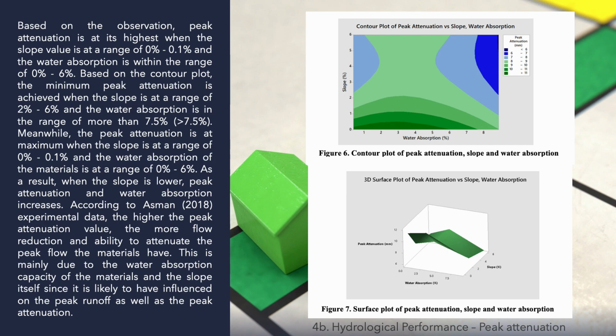Based on Figure 6 and Figure 7, which represent the contour and the surface plot of peak attenuation, slope, and water absorption, when the slope is lower, peak attenuation and water absorption increase. According to ASMA, the higher the peak attenuation value, the more flow reduction and ability to attenuate the peak flow the material has. This is mainly due to the water absorption capacity of the materials and the slope itself, since it is likely to influence the peak runoff as well as the peak attenuation. As the slope decreases, the peak attenuation value increases.